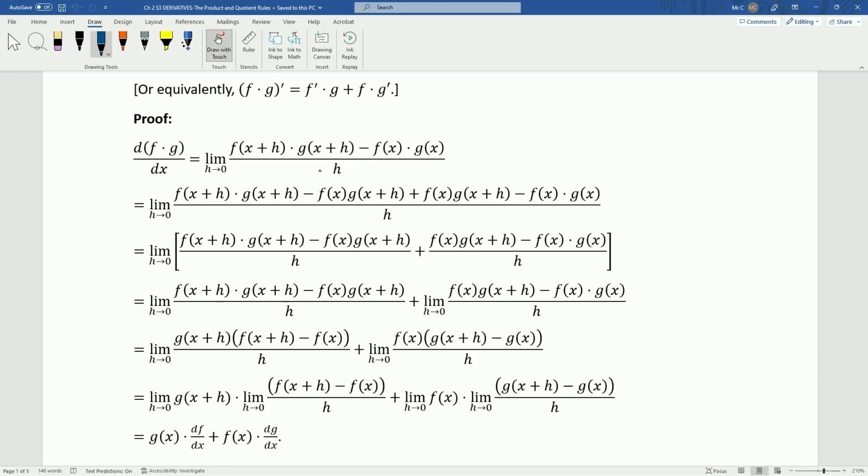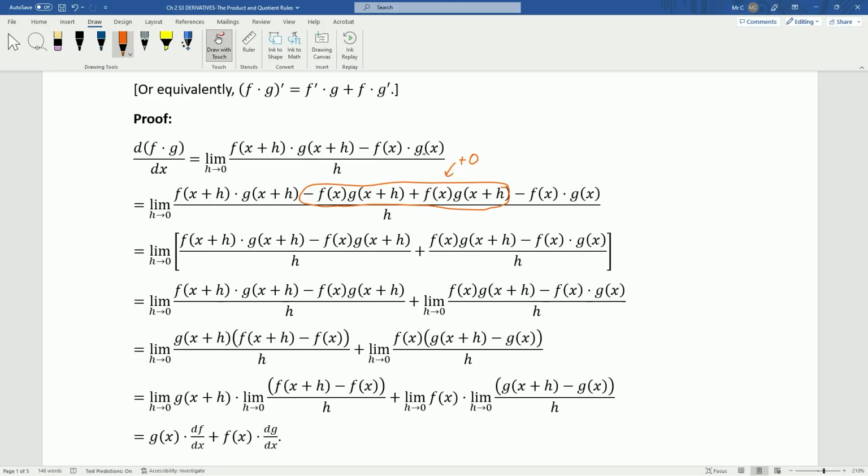Now, in order to rewrite this in a way that'll let us split this up into some usable separate derivatives, we're going to cleverly add 0 in between. So in the middle of our numerator, what we've done here is just added 0. We took negative f of x times g of x plus h plus f of x times g of x plus h. That's really 0.